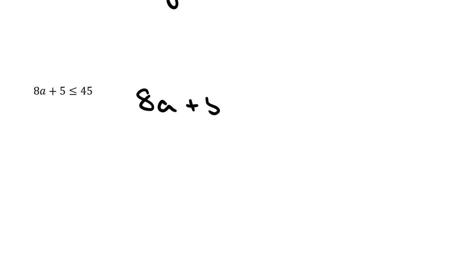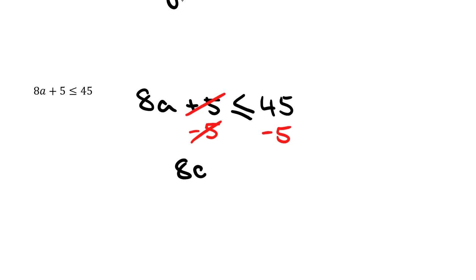8a plus 5 is less than or equal to 45. So we need to get rid of the number that's by itself first. So we're going to get rid of that plus 5, and the opposite to plus 5 is minus 5. So we do that to both sides. That cancels out. 8a is what is left over, is less than or equal to 45 take away 5, which is 40.